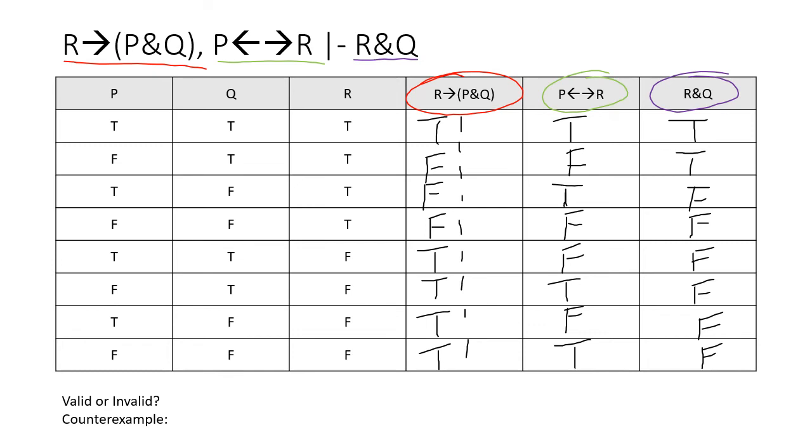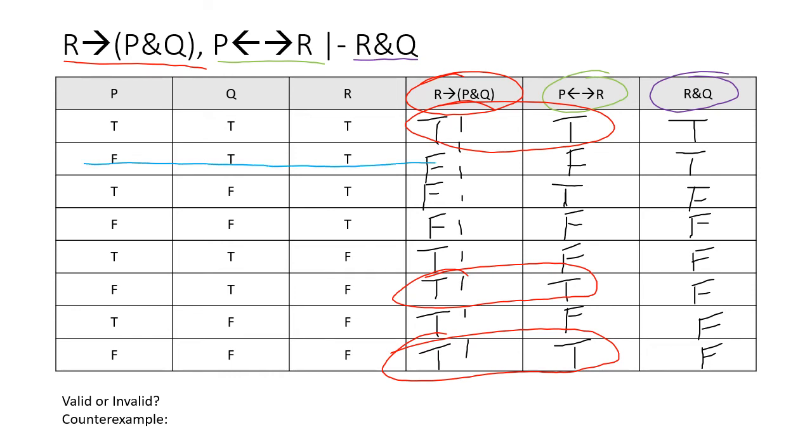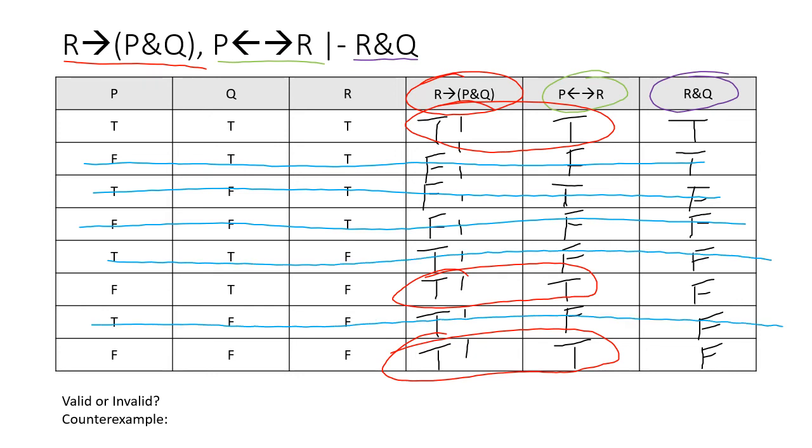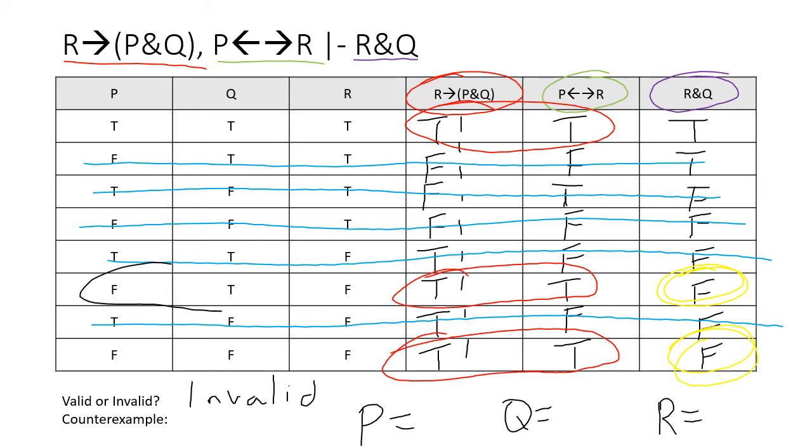Checking for validity, we've got true premises here. We've got true premises here and true premises down here. The rest of these we can ignore. And so it's going to be invalid because we've actually got two instances in which we have a false conclusion. And so we'll have to make a counterexample. I'll just pick this one. And so I'll copy those values over here.